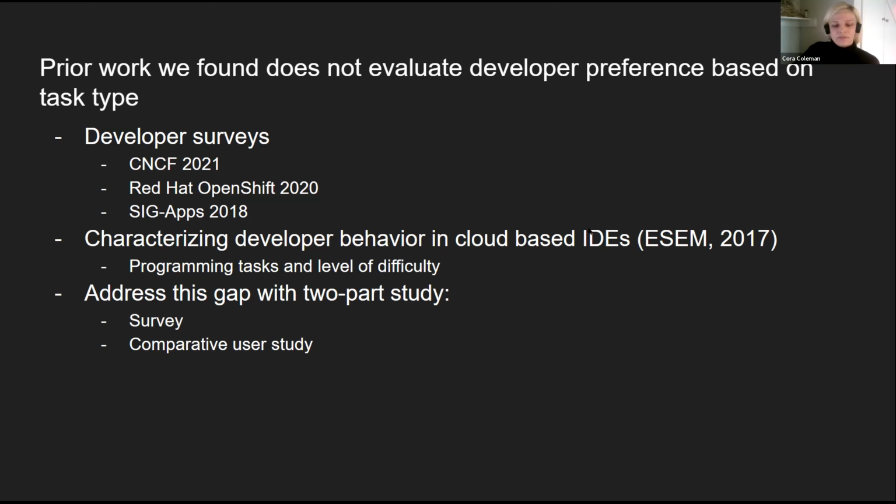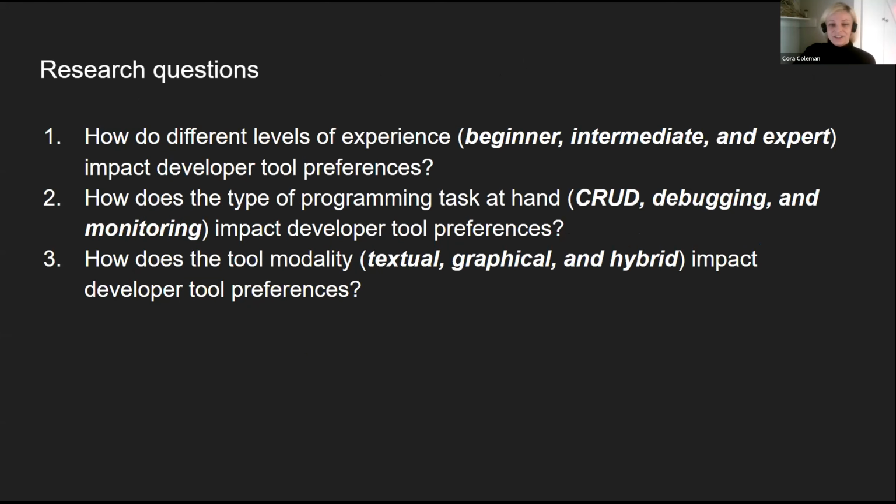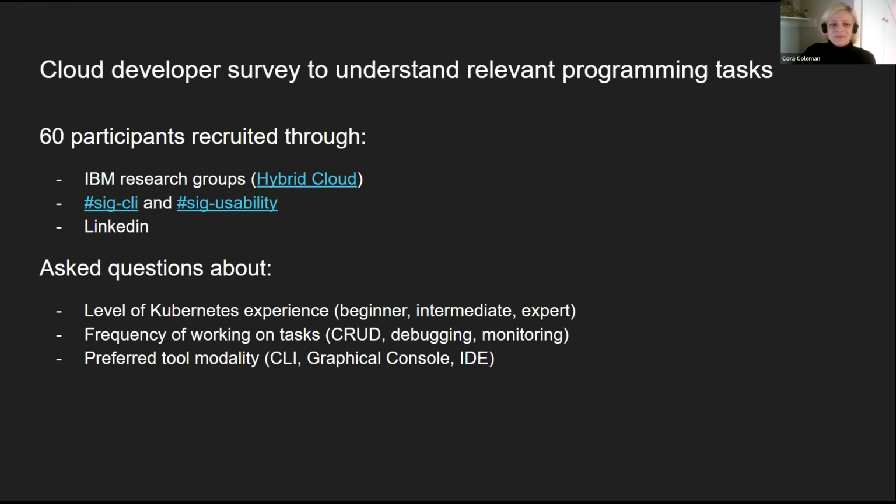And so we had this two-part study. We did that survey, and we also did a little follow-up comparative user study. Those are the research questions that I just went over. For the survey, we recruited 60 people, in part thanks to you guys. I was here before and spoke to you all about this research project.